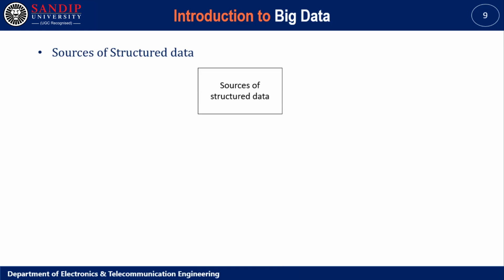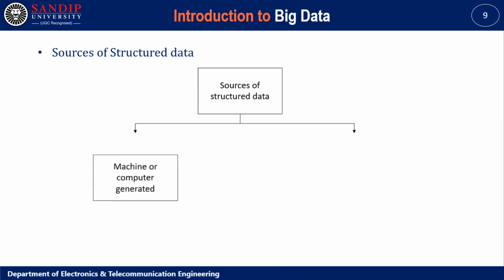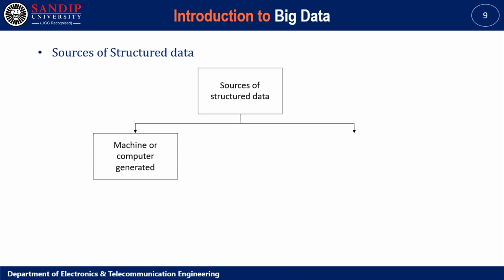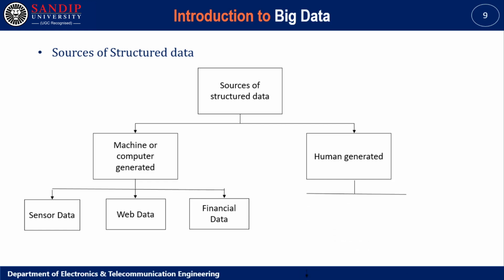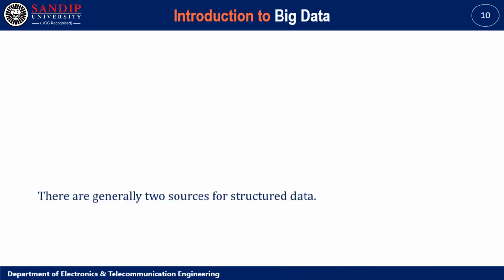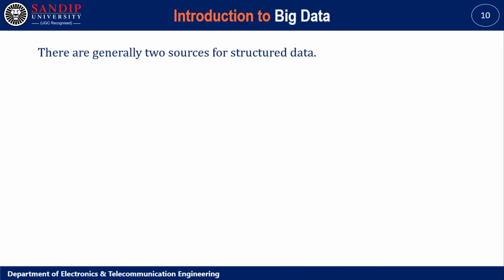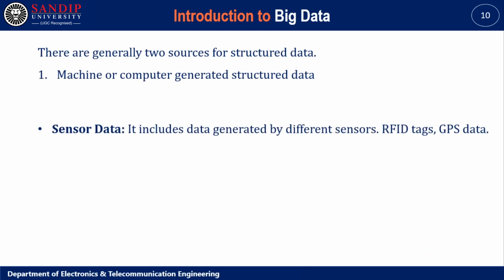Sources of structured data. Sources of structured data are categorized further as machine or computer generated data and human generated data. Machine or computer generated data is further categorized as sensor data, web data, financial data. Human generated data can be further categorized as input data and stream data. There are generally two sources for structured data.